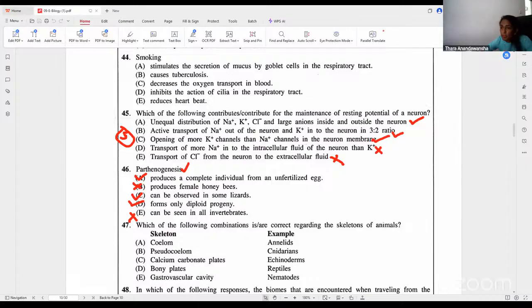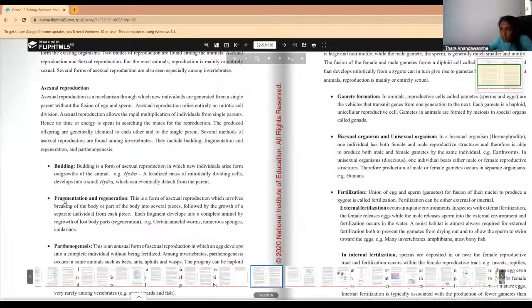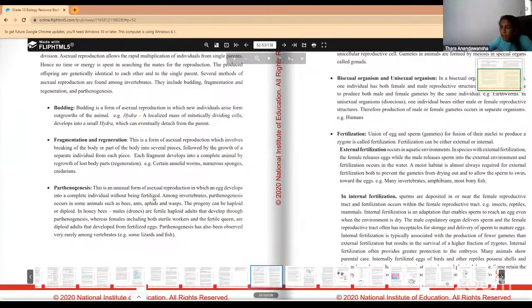Right, here we go. It's the parthenogenesis. Eggs develop into a complete individual without being fertilized is correct. Among invertebrates, parthenogenesis occurs in animals such as bees, ants, aphids, and wasps. The progeny can be haploid or diploid.